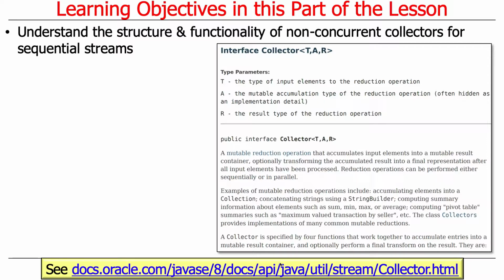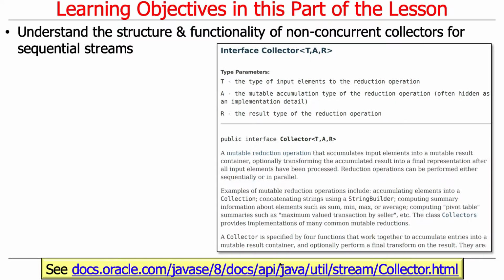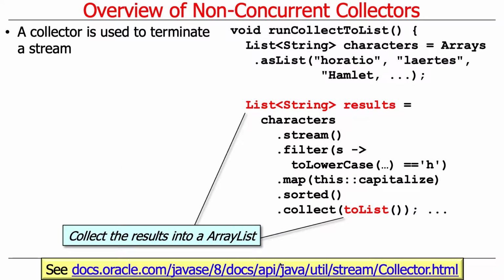And we'll start out by talking about non-concurrent collectors for sequential streams. Later, we'll come back when we talk about parallel streams, and we'll talk about the use of non-concurrent collectors for parallel streams, which sounds like an oxymoron, but it's not. And then we'll also talk about concurrent collectors for parallel streams. But that'll come later. So first, let's just kind of recap where this occurs. I think this is review at this point.